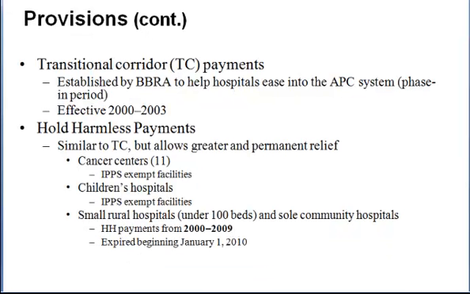The BBRA did provide a mechanism for hospitals to decrease the financial burden for the implementation of this outpatient prospective payment system. This phase-in period provided the transitional corridor payments. They were provided beginning in the year 2000 and were discontinued December 31 of 2003. Hold harmless payments are permanent for inpatient prospective payment system exempt cancer centers and for children's hospitals.